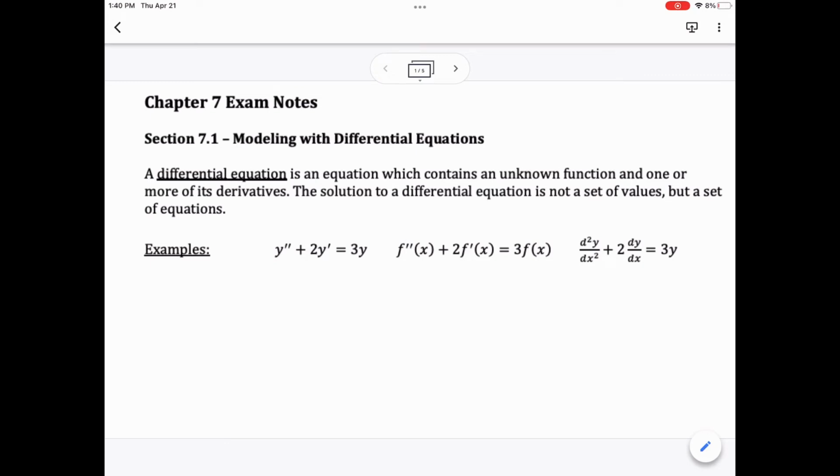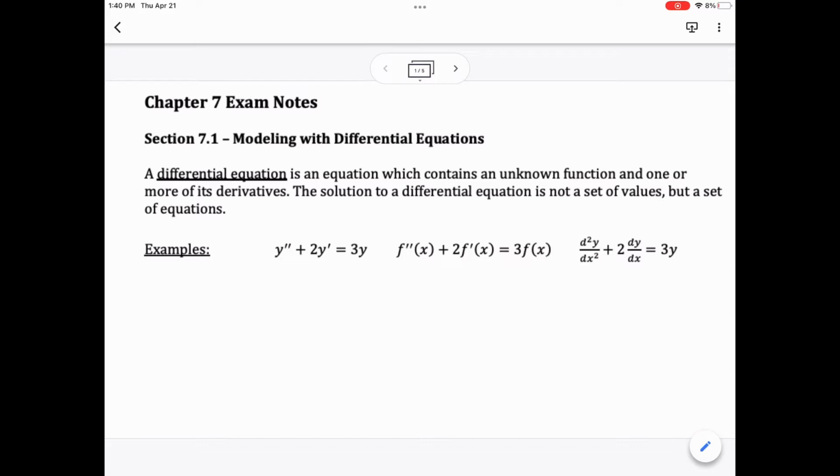Today's lesson is over section 7.1, Modeling with Differential Equations. A differential equation is an equation which contains an unknown function and one or more of its derivatives. The solution to a differential equation is not going to be a set of values, but is going to be a set of equations. So here are some examples of different setups that you might see for a differential equation.